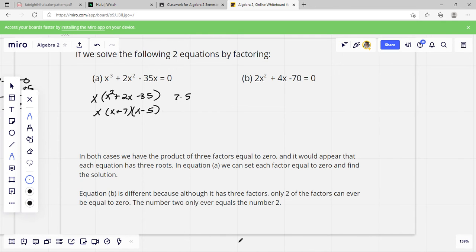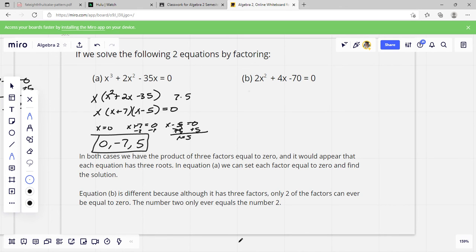When we set those equal to 0, we're going to have x equals 0, x plus 7 equals 0, and x minus 5 equals 0, right? And that means that our answers would be 0. We just changed the sign on this, so minus 7, so negative 7, and this one plus 5, so x equals 5. So there's the solution set for that one: 0, negative 7, and 5.